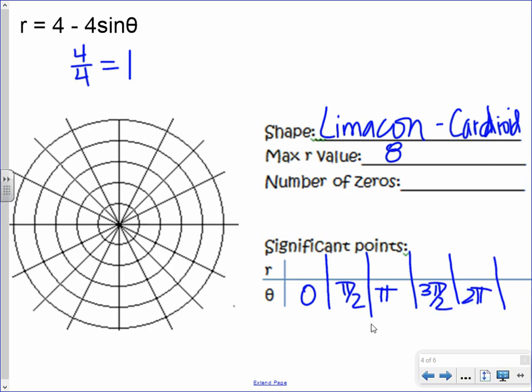Okay, so these are our 5 significant points. Let's start by plugging in 0. What is the sine of 0? 0, so we have 4 minus 4 times 0. Since our max R value is 8, and I only have 5 concentric circles right here, I'm going to count by 2s for mine. All right, pi over 2. What is the sine of pi over 2? 1. So we have 4 minus 4 times 1.